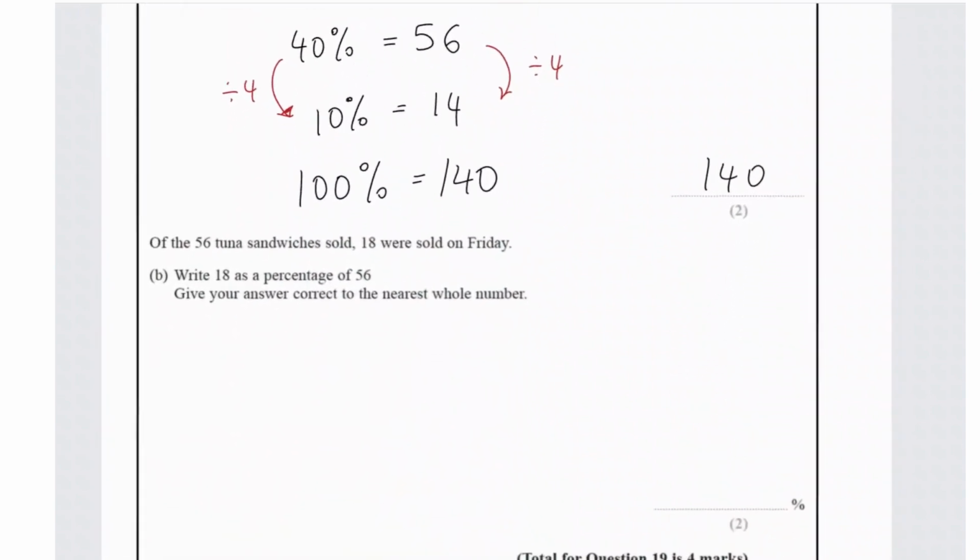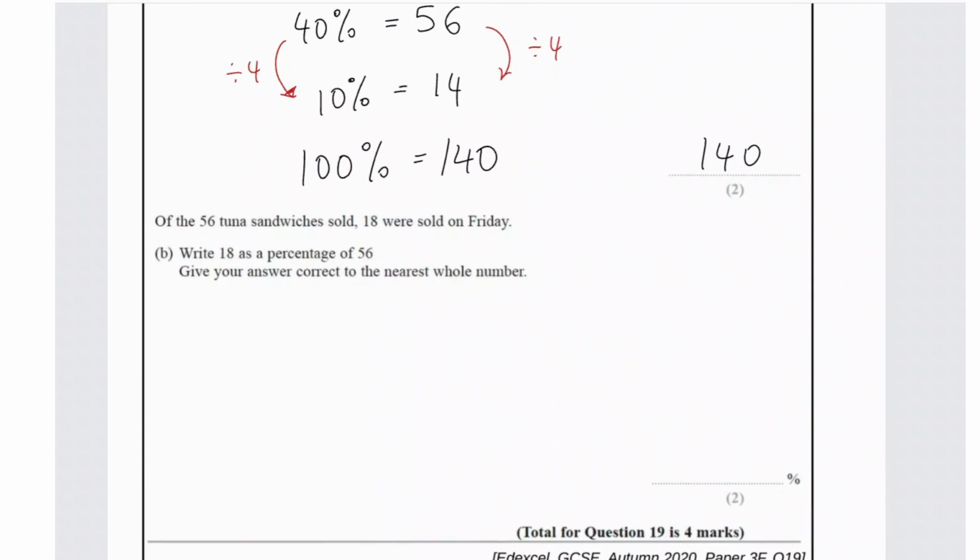Of the 56 tuna sandwiches sold, 18 were sold on Friday. Write 18 as a percentage of 56. Well, what we need to do is write it as a fraction first. 18 out of 56. Now if we type this into our calculator, and this is a calculator question, and then convert it to a decimal. On most calculators, that involves pushing the SD button, unless you've got a newer calculator which doesn't have the SD button.